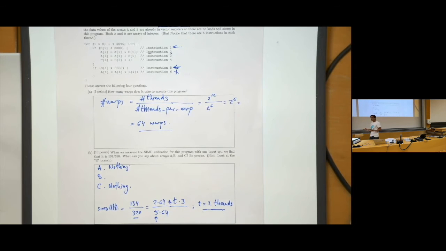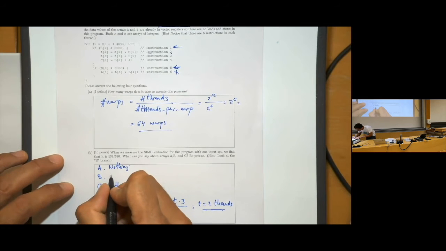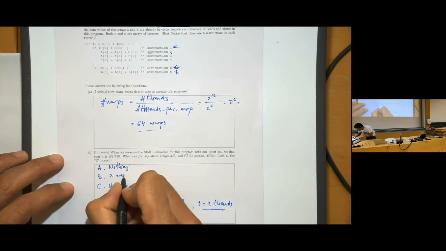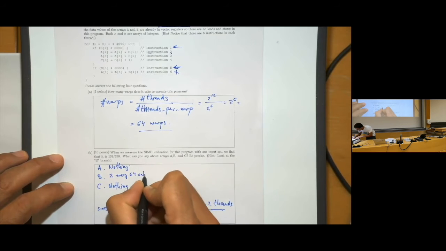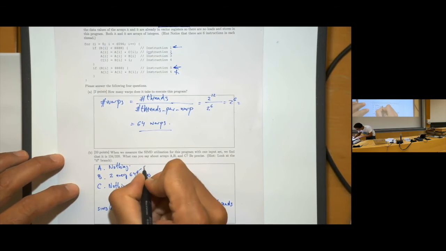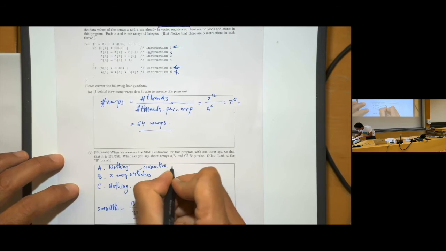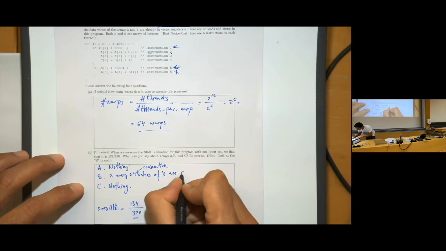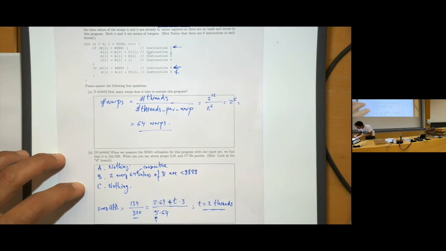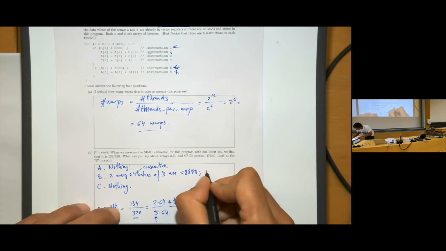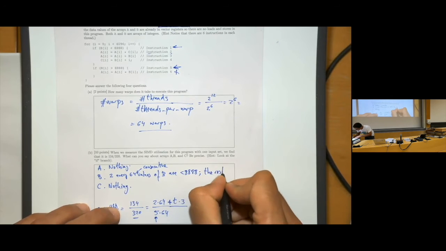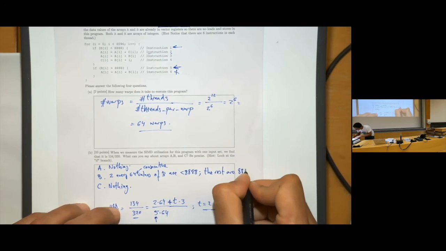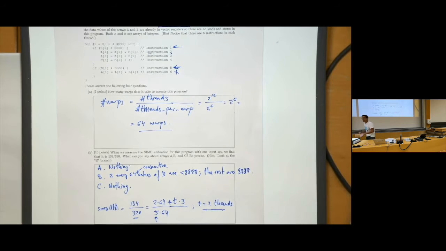And what this means is that there are 2 every 64 values, actually consecutive values, of B that are less than this number. The rest are exactly the number. Is it clear? No questions?